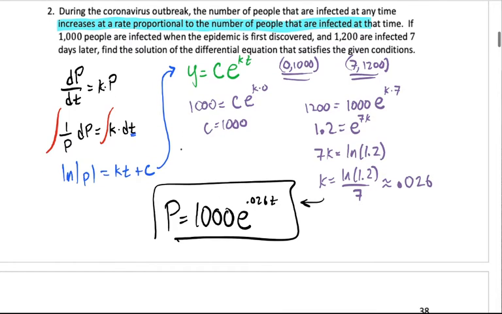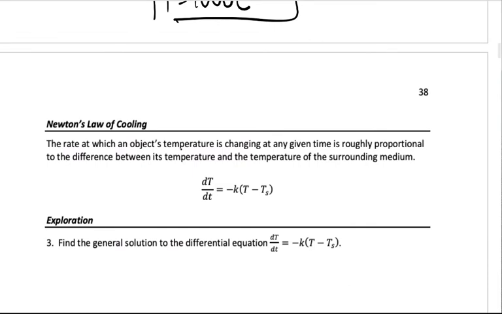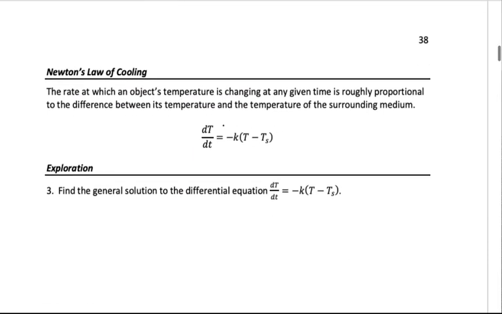Let's look at a variation on this one that you also learned in pre-calc and probably algebra 2. It's Newton's law of cooling. We have a different way of defining it, and what we're going to end up doing is creating the one that you used in pre-calc last year.